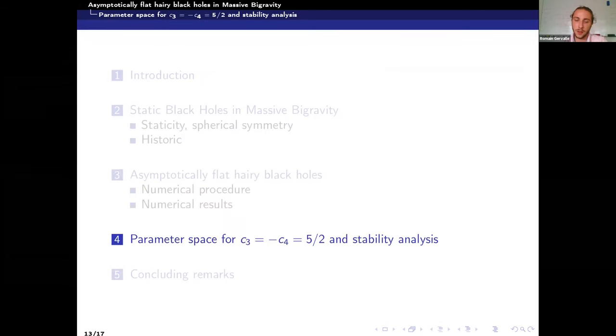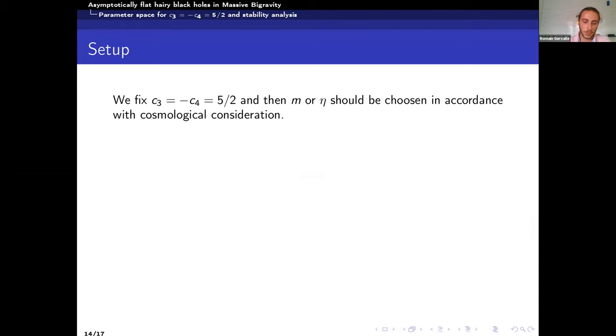So now I am going to finish with the parameter space for special values of C3 and C4. And I will talk about the stability analysis also. So we fix C3 and minus C4 to 5/2. And then M or eta should be chosen in accordance with cosmological considerations.